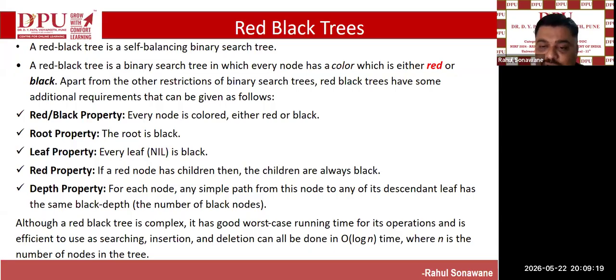Now, why do we have to learn this? Because this tree has a good worst case running time for all its operations, like insertion, deletion, and any kind of operation that we perform. It is one of the most efficient for searching a particular element, deleting, and inserting. It produces a logarithmic complexity. So the complexity of the red black tree is big O of log n, where n is the number of nodes in that tree.